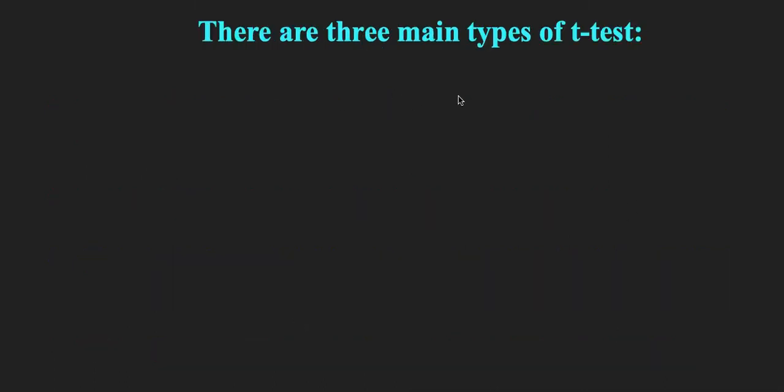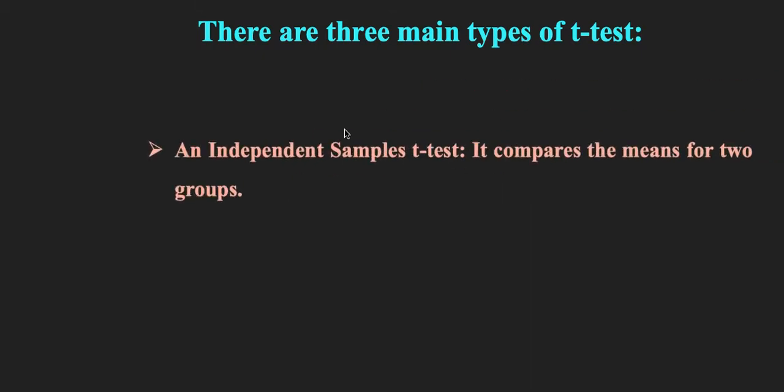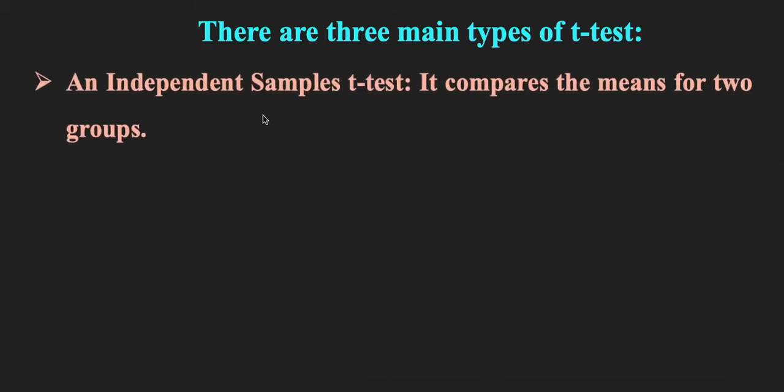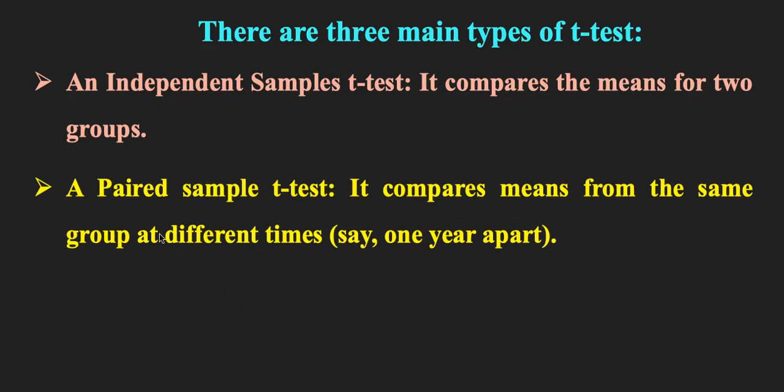Now when I talk about the t-test, we have mostly three types of t-tests. One is the independent samples t-test, which compares the means for two groups. Then we have the paired samples t-test, which compares means from the same group at different times.